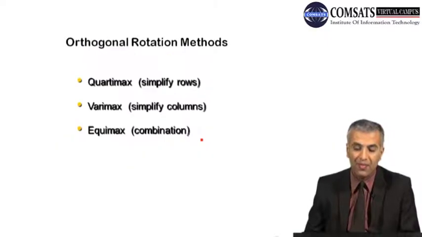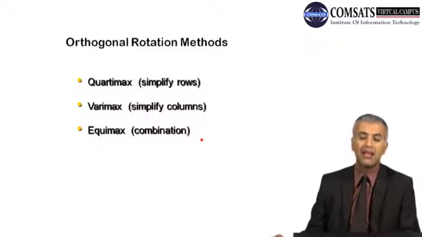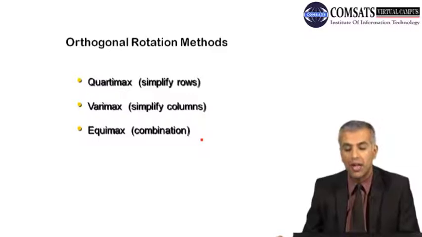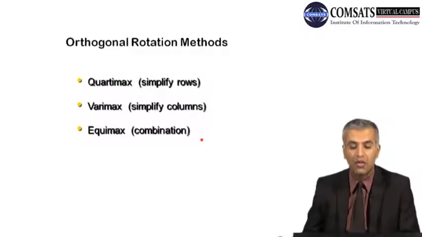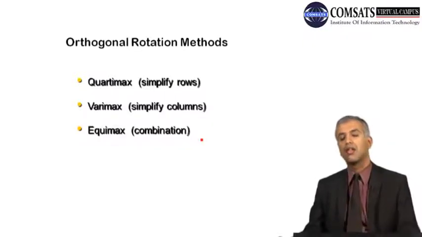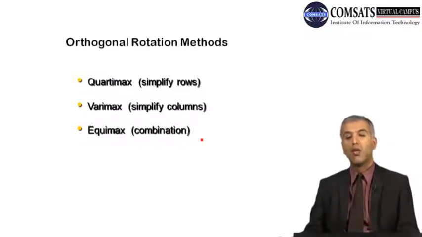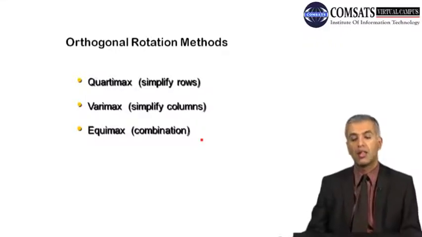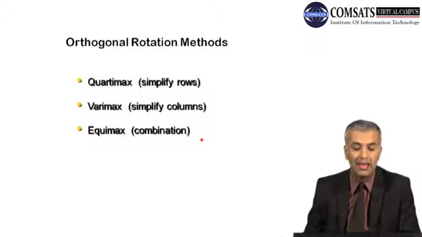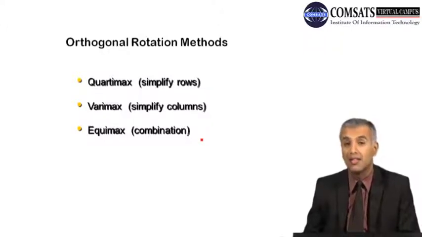Then we have certain methods for orthogonal rotation, and we have three methods here: the first is Quartimax, the second is Varimax, and the third is Equimax. In Quartimax the rows are simplified, in case of Varimax the columns are simplified, and in Equimax the whole combination is simplified.